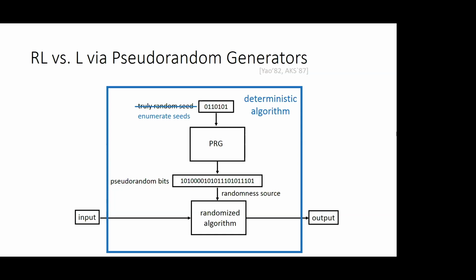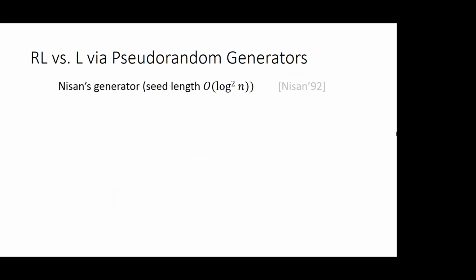Of course, the important thing is that you still need to be able to do this pseudo-random generation in low space in order for this to work. And so that's really where all the work has been: trying to get the seed length down to a small enough number of bits so that you can enumerate all the seeds in a small amount of space.